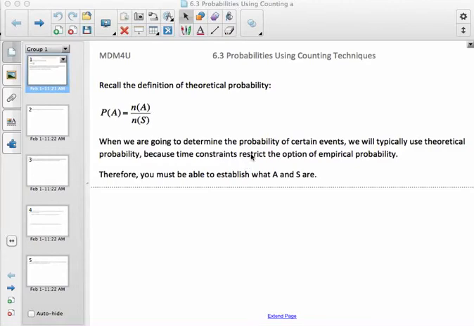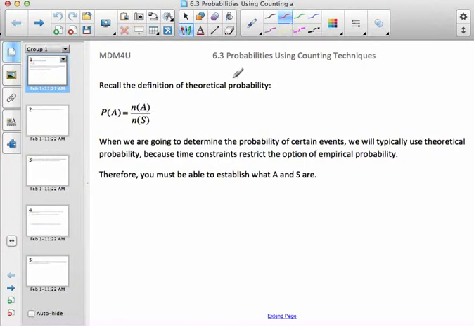Okay, today what we're looking at is taking our basics of probability and odds, but we're going to deal with just probability. And we're going to incorporate some of our counting techniques like permutations and combinations into probability. So let's first start looking at our working definition of what probability is, or the theoretical probability.